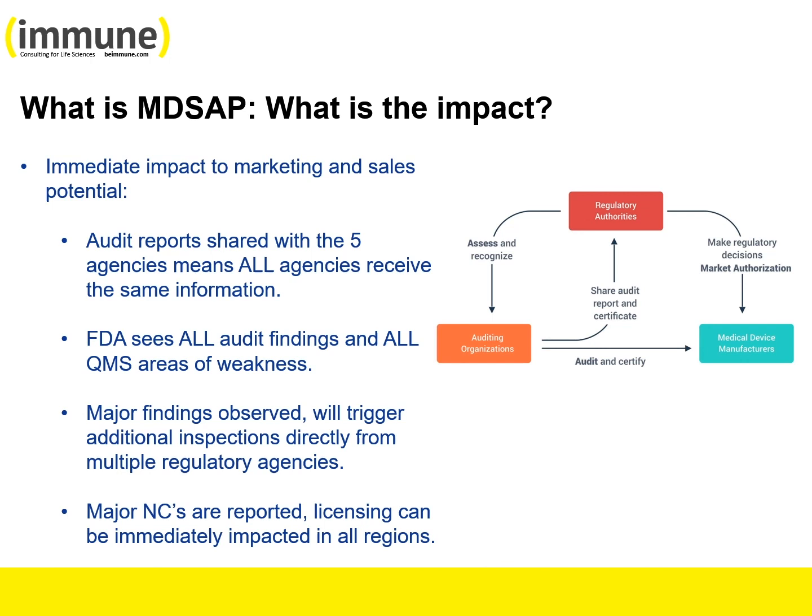FDA sees all of these audit findings as well and knows all of your QMS areas of weakness. If major findings are observed, it may trigger or can trigger additional inspections directly from multiple regulatory agencies. Major nonconformities are reported and licensing can be immediately impacted in all of these regions as well.